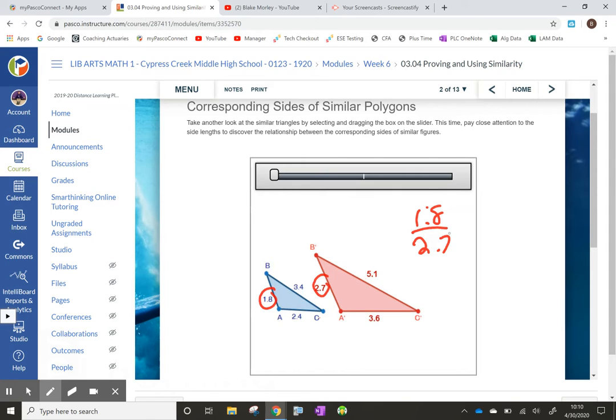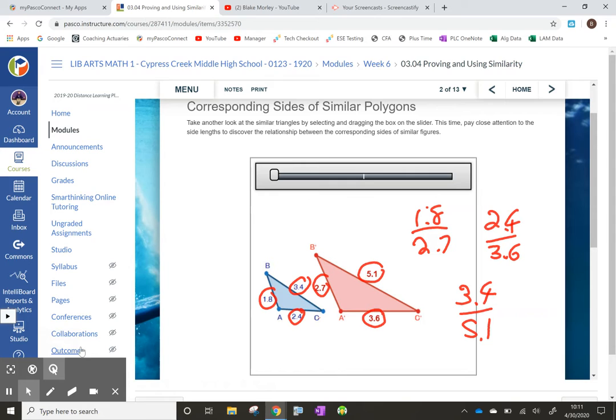We'll remember that and come back to it. Look at the other proportions. We have 2.4 is to 3.6. And then, of course, the biggest side for each triangle, 3.4 is to 5.1. Now, to determine if this is all proportionally correct, that everything lines up as it should, we would just calculate this to see if all those fractions end up being the exact same proportion.